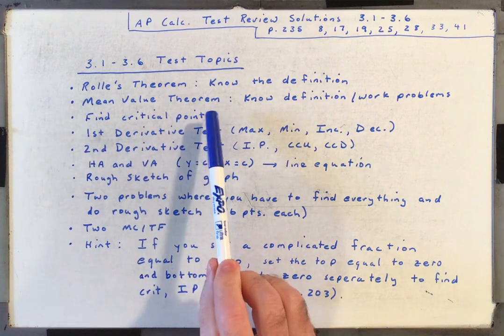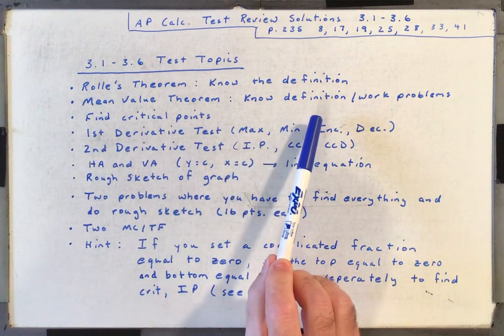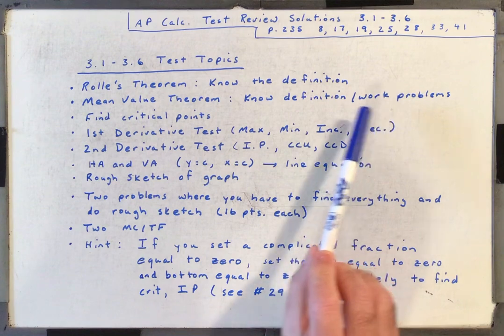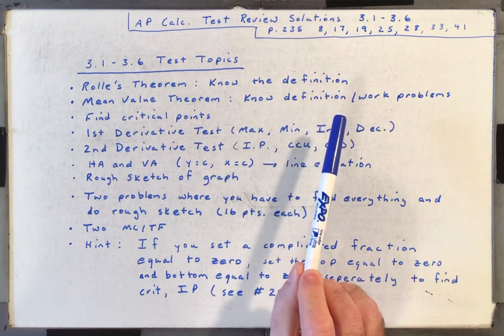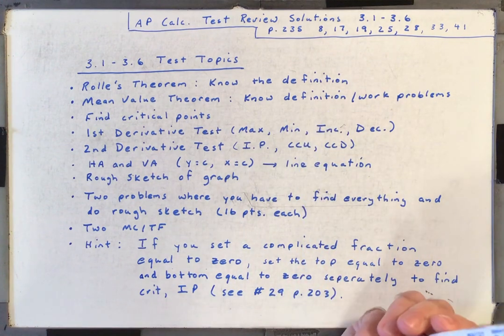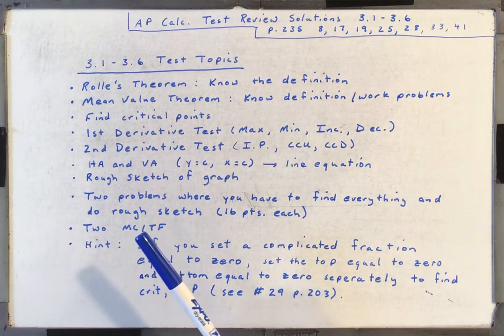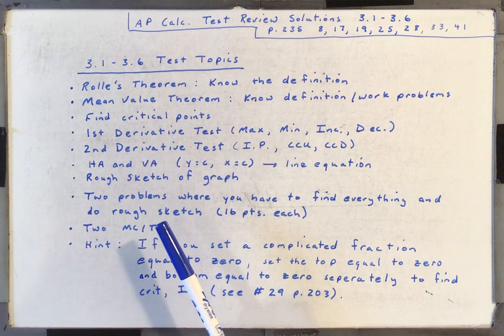The mean value theorem, you'd need to know the definition and also be able to work problems. So setting the derivative equal to the slope and solving for that point. And then the rest of it is what we've been doing the last few homeworks.